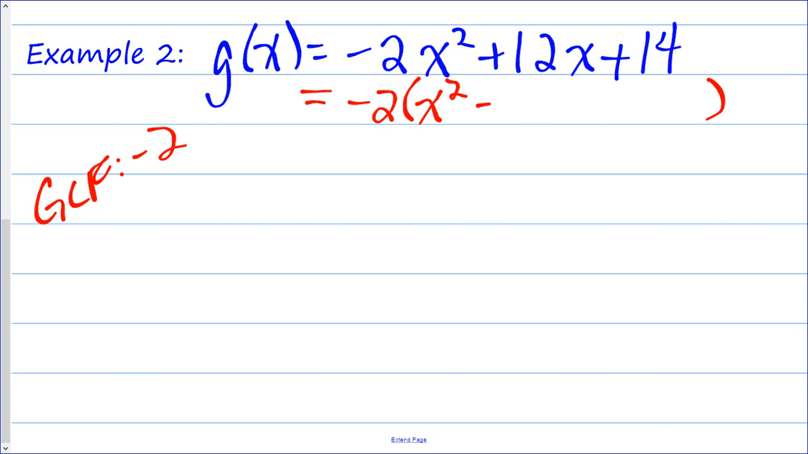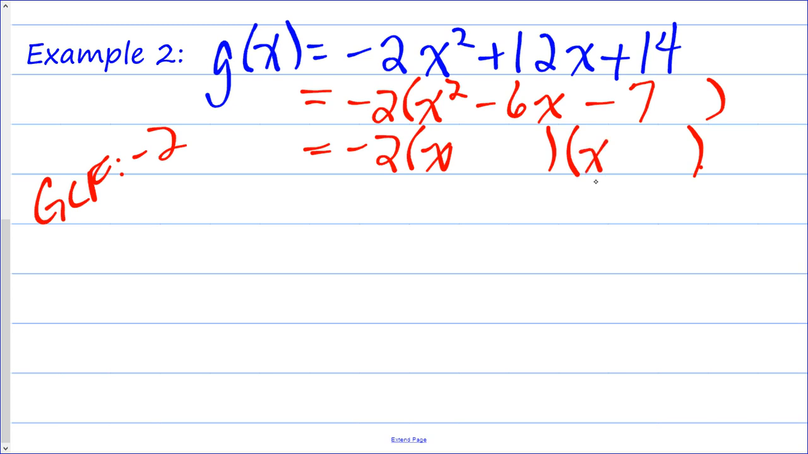12x divided by negative 2 is a negative 6x. 14 divided by negative 2 is negative 7. So I pulled out my GCF to start. You are always going to want to do that first. Always, always, always. Then I am going to factor what's left. Again, my leading coefficient here is 1, so I know I've got this shortcut method.